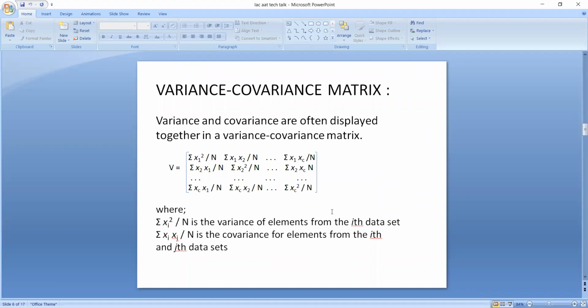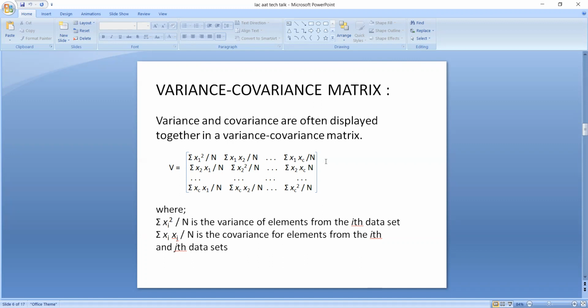Now we enter the topic of the variance covariance matrix. Variance and covariance are often displayed together in a matrix. By definition both are different, but in the variance covariance matrix, both are displayed at a time. This is the matrix form. The first row contains sigma of x1 square divided by n, and sigma of x1 x2 divided by n, and so on. This is the matrix form that gets displayed.